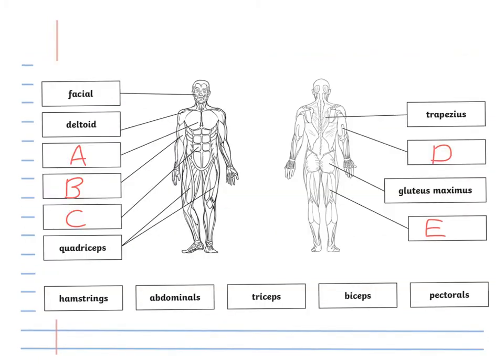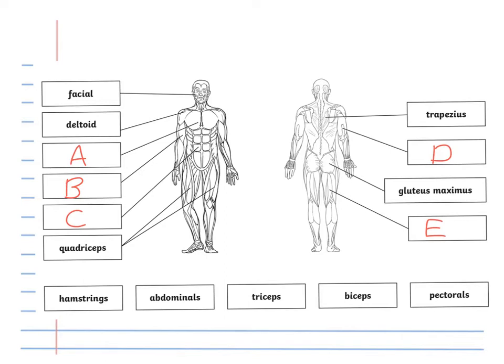So we've got the diagram up of our muscles again, and some of them are filled in. So we've got the facial, the deltoid, the quadriceps, the trapezius, the gluteus maximus. Some of them, however, have got the names down here. A is pointing here, so is that showing the hamstrings, the abdominals, the triceps, the biceps, or the pectorals? C is pointing here, so which one of these muscles is C showing?